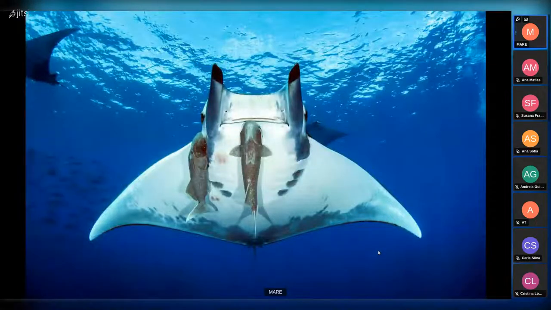Now, one of the first things that Ana Felipe asked me when I got to the Azores was to photograph the ventral side of the mobulas, the belly of these mobulas. And the reason is that Ana Felipe created a very genius citizen science initiative called Manta Catalog Azores. You can look it up on the internet.